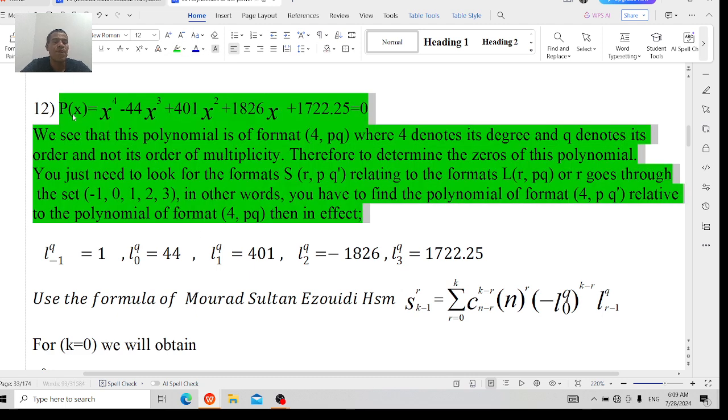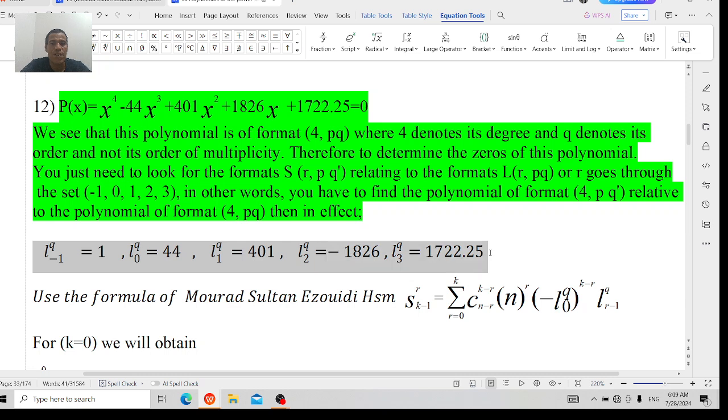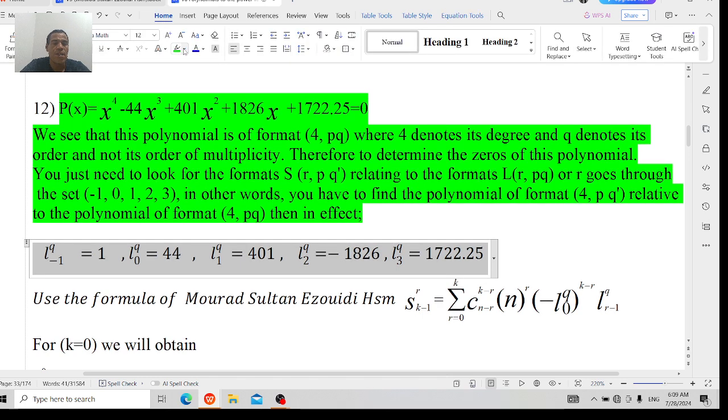So this can be read as p of x equals x raised to the power 4 minus 44x raised to the power 3 plus 401x squared, minus 1826x, plus 1722.25.